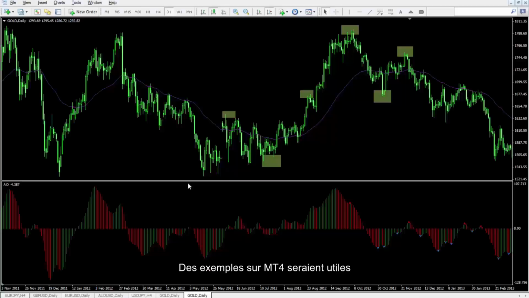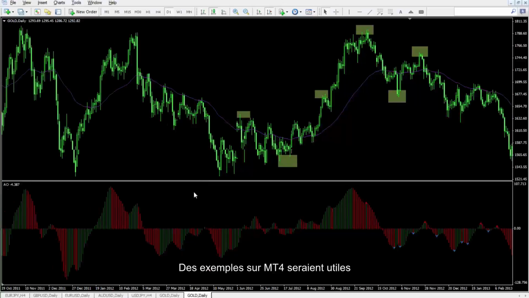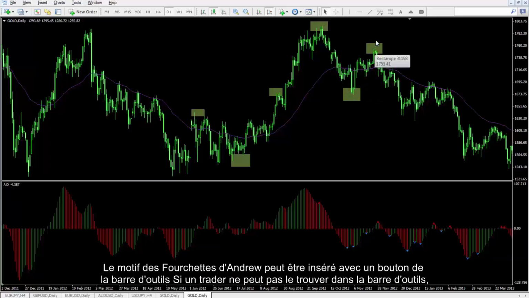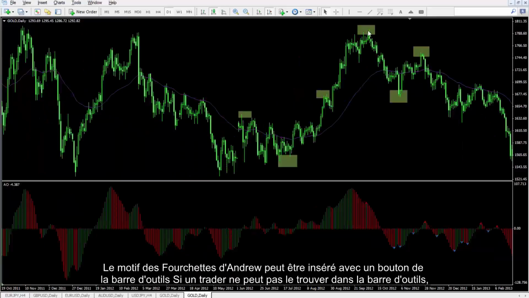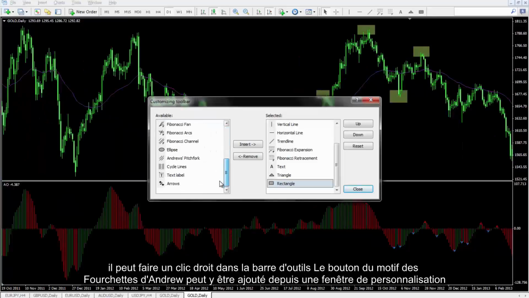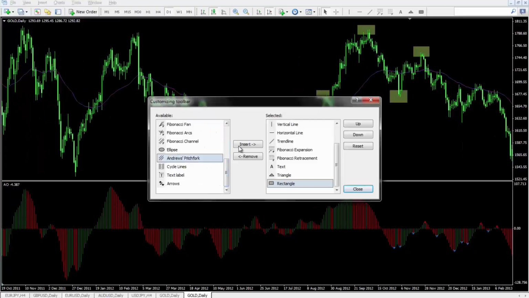Some examples on MetaTrader 4 would be beneficial. The pivot points can be marked by a trader to simplify drawing Andrew's pitchfork. The Andrew's pitchfork pattern can be inserted from a toolbar menu. If a trader cannot find it on the toolbar, then he or she can right-click on the toolbar. The Andrew's pitchfork button can be attached from a customized window.